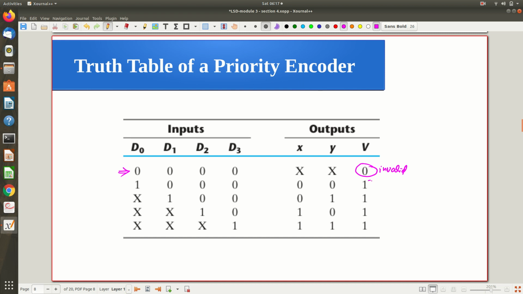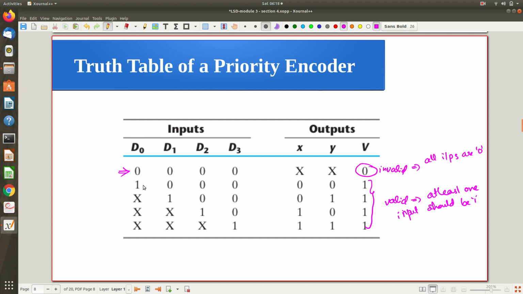Now for the valid cases, all these are valid cases. What is the requirement for a valid case? Valid means at least one input should be 1. Invalid means all inputs are 0. So if all inputs are 0, it is invalid. If at least one input is 1, it is valid.